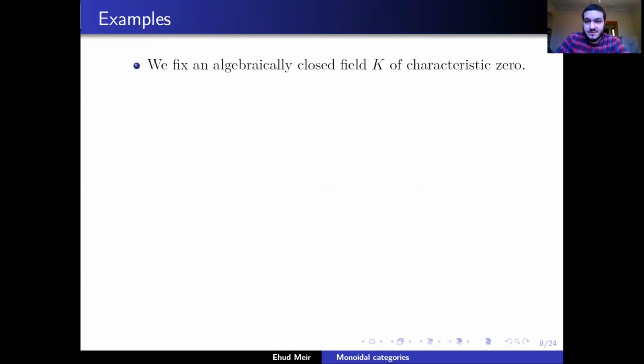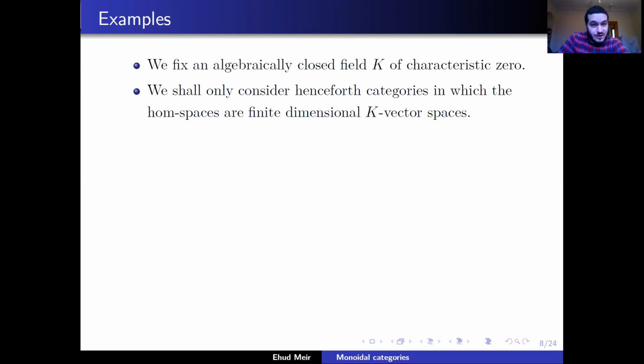Okay, so this was just some definitions of categories and categories enriched with some structures. And now I would like to give you some typical examples of these things. Also some examples which I will use in the second half of the talk. Okay, so we shall only consider here categories in which the home spaces are finite dimensional K vector spaces.